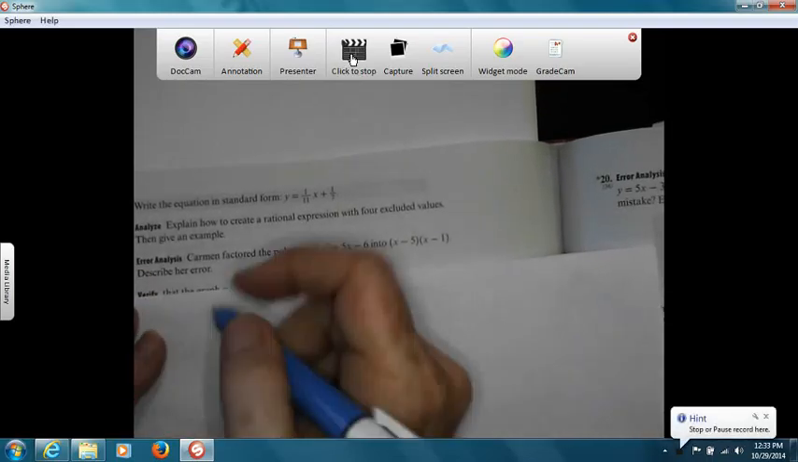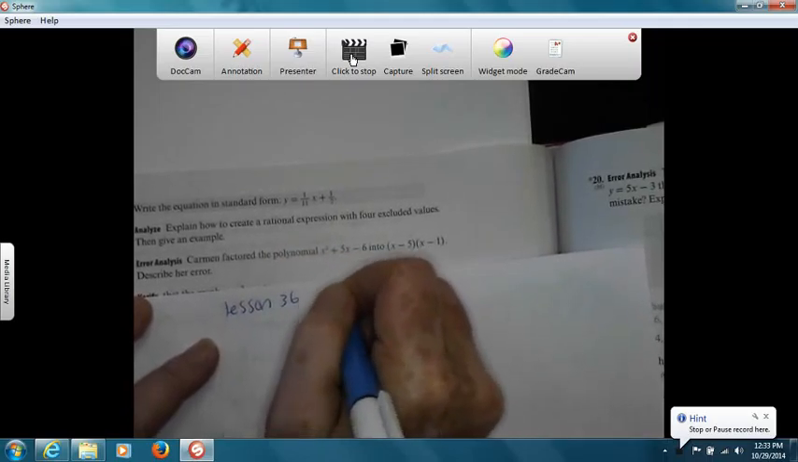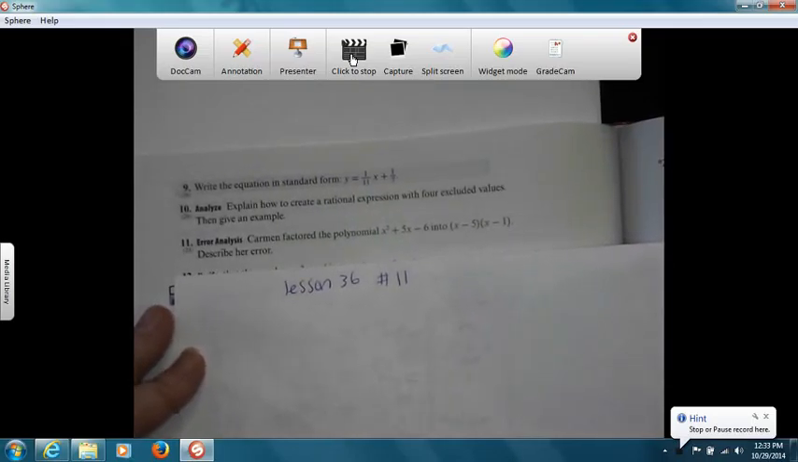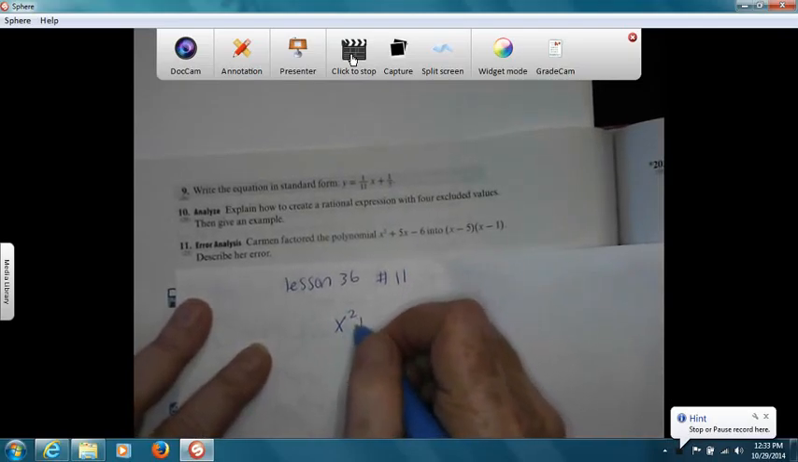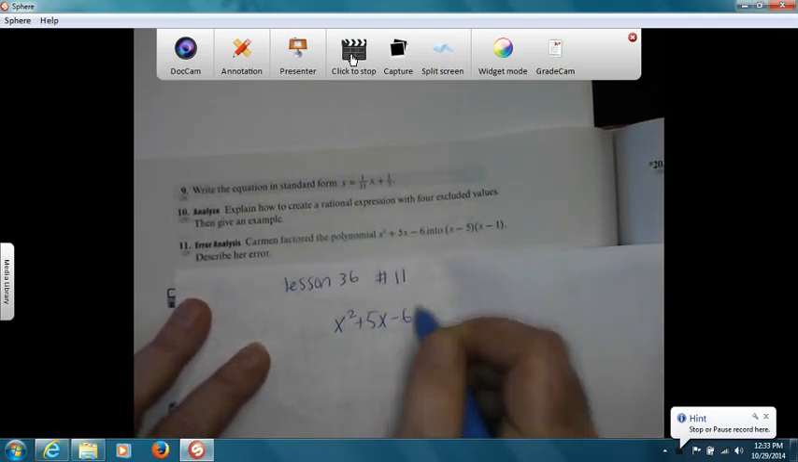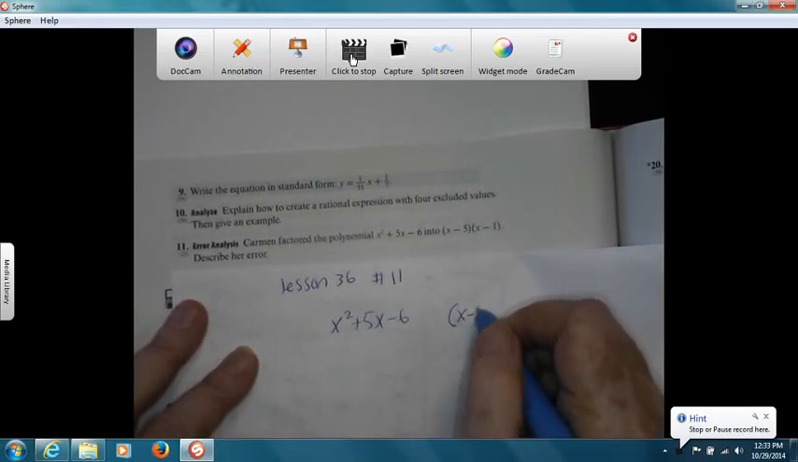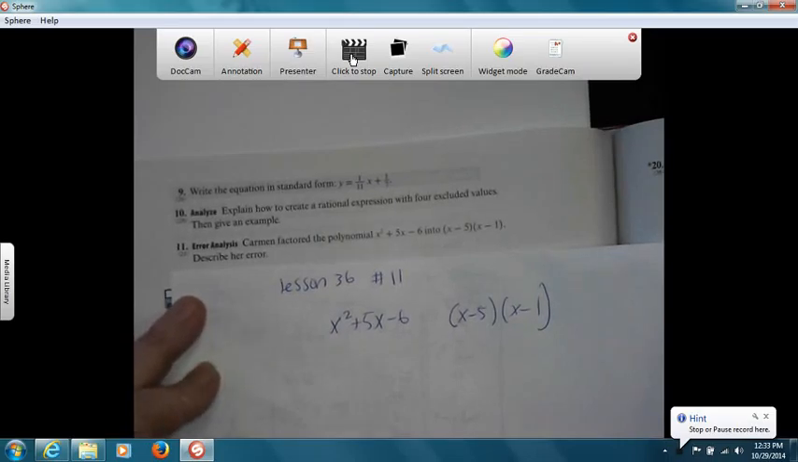Okay, so this one is number 11. We're on lesson 36. Number 11. Okay, and it says, Carmen factored the polynomial x squared plus 5x minus 6. She factored it into x minus 5 and x minus 1. And I have to describe her error.